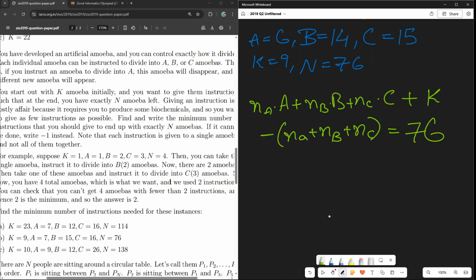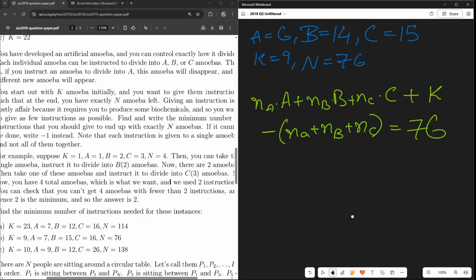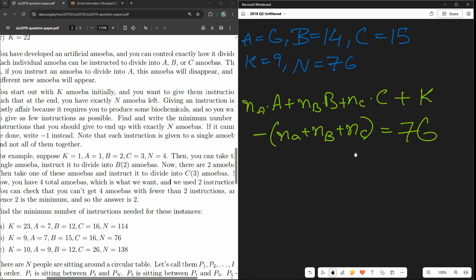Right. So this is the thing, and our assumption that if you multiply two things and you subtract it from n, you get a number that should be a multiple of a, that is also wrong because we still have k and this thing, right? Since the instruction should be least, n of a plus n of b plus n of c should be least. Alright.